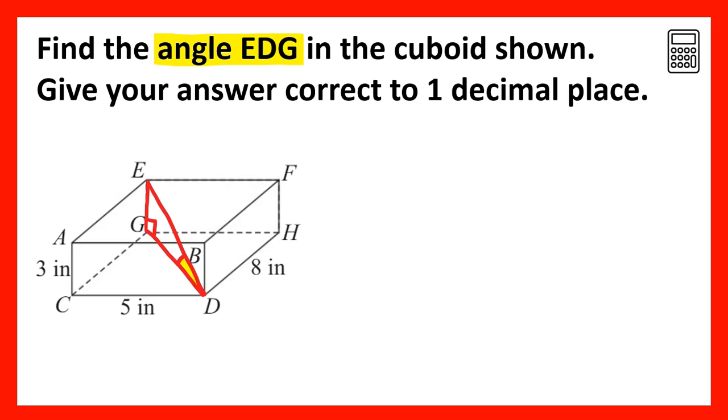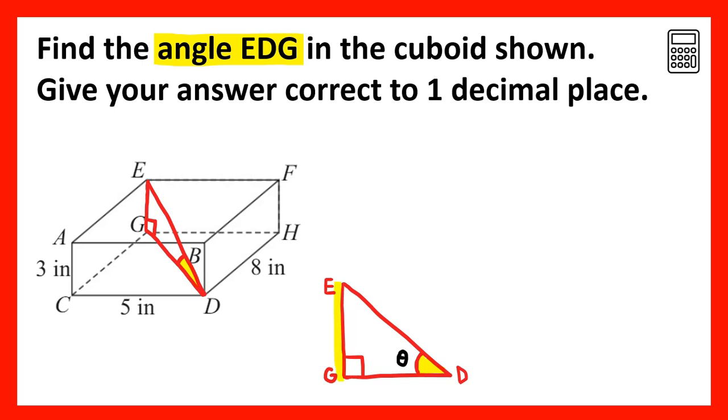If we take the right angle triangle highlighted red and represent it in 2D to the right hand side, going from E at the top down towards G where the right angle is, across to D, ultimately the question is asking us to find this unknown angle, which I will label as theta.